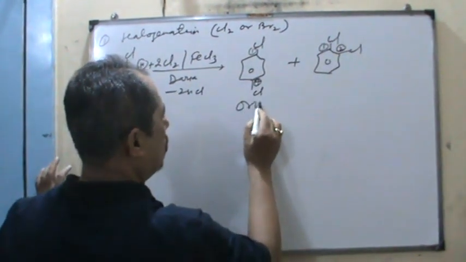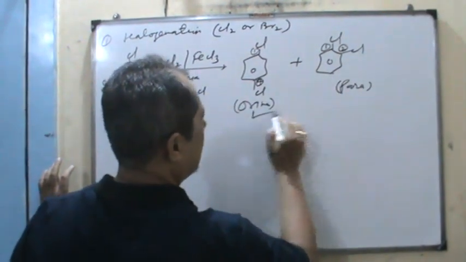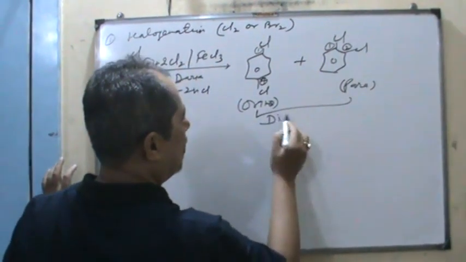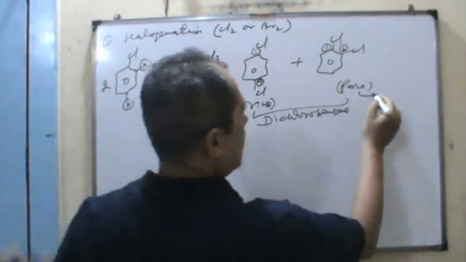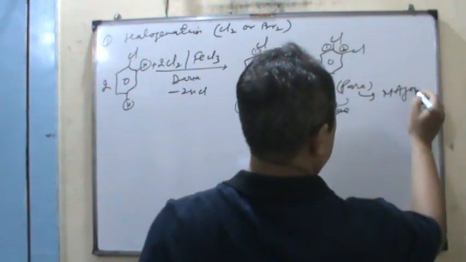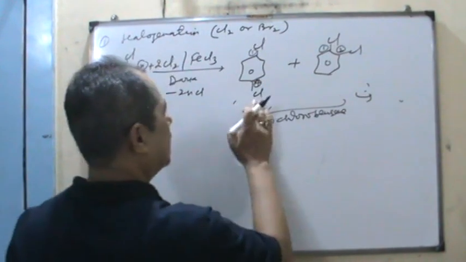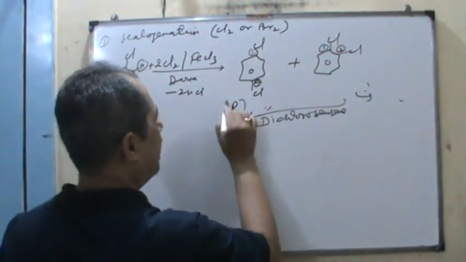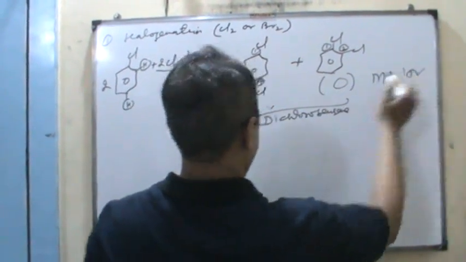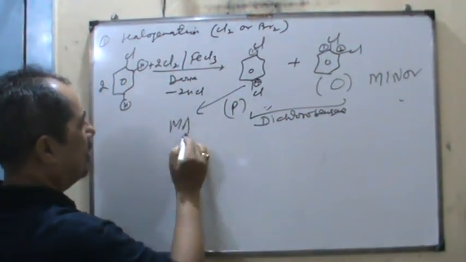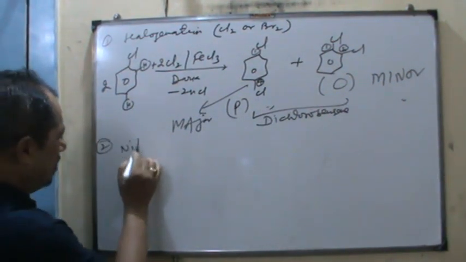So it is the ortho and para. Dichlorobenzene. It is the major, no, it is the minor, change the name, it is the para and it is the ortho. So it is the minor and this is called the major product. Second is the nitration.